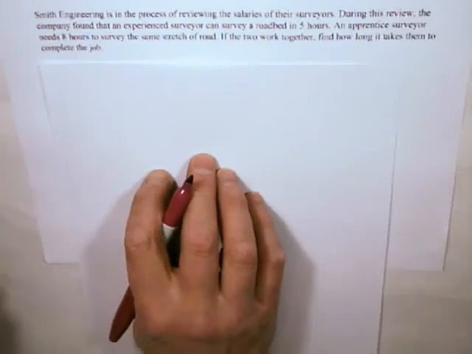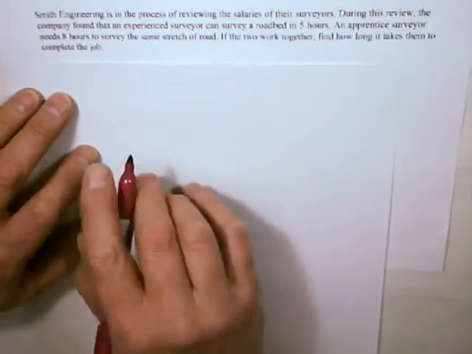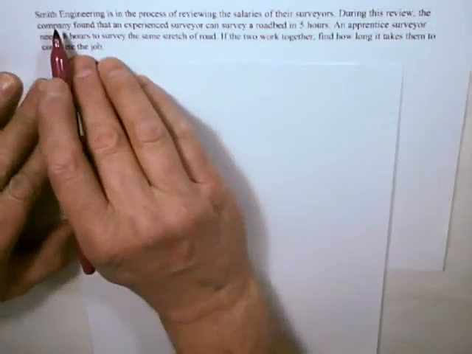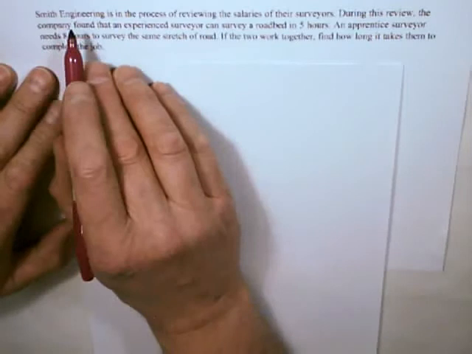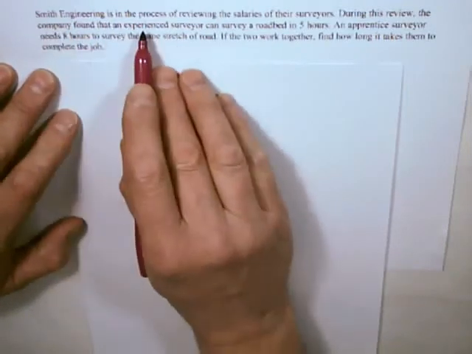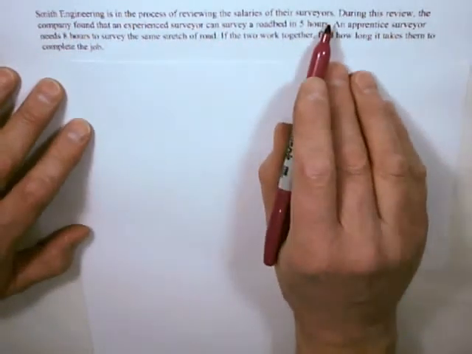Okay, I'm going to use the technique of rational equations to solve the word problem. This word problem is similar to one that's found in the homework exercises. Smith Engineering is in the process of reviewing the salaries of their surveyors.